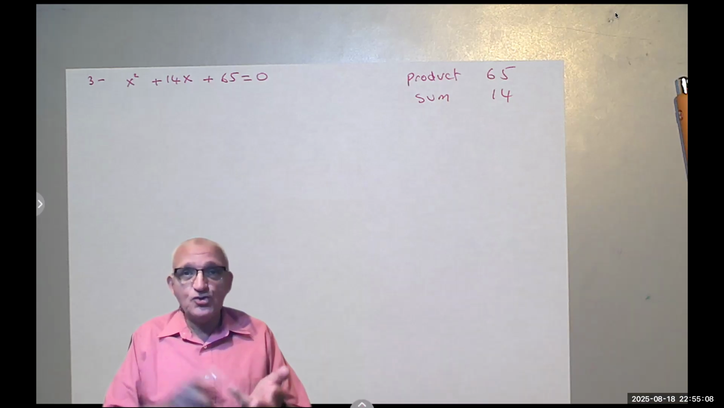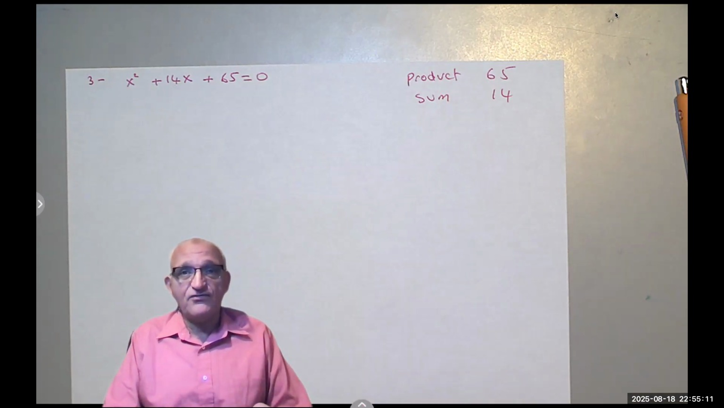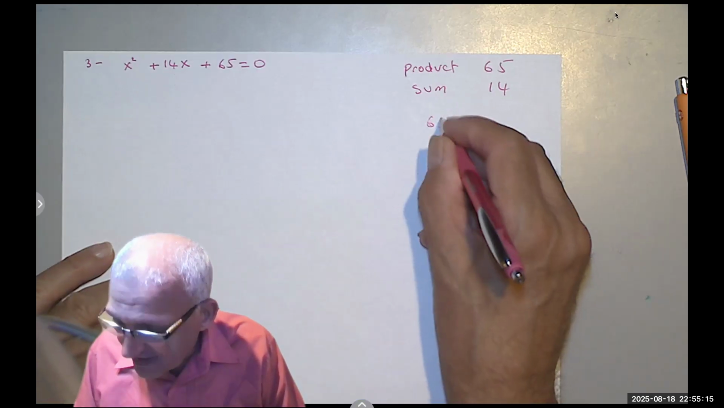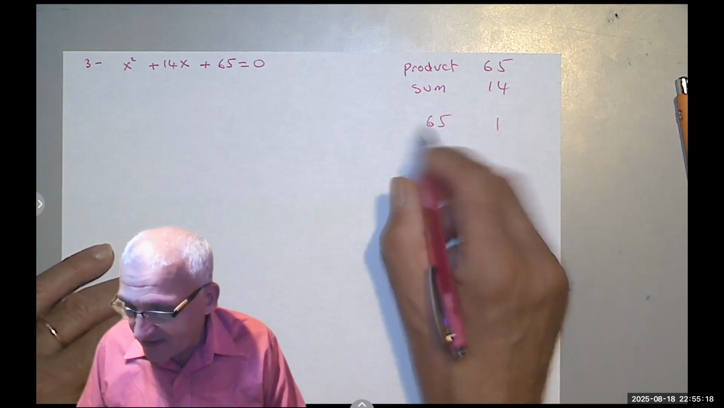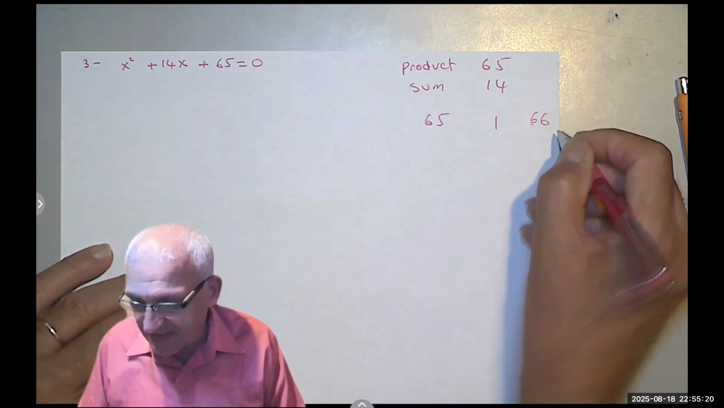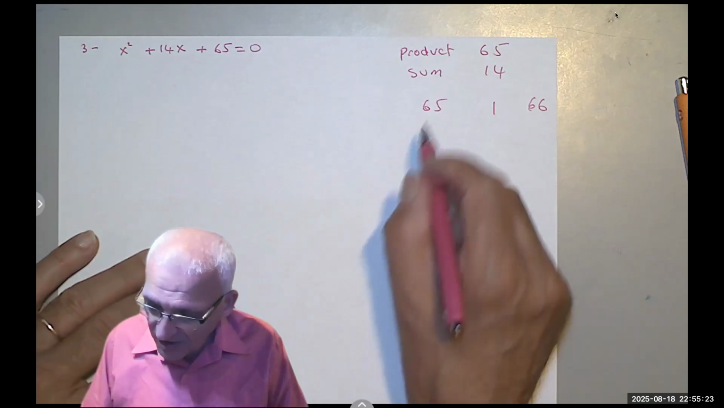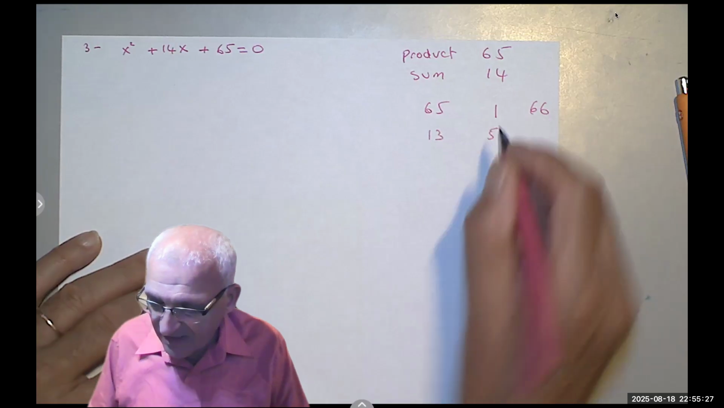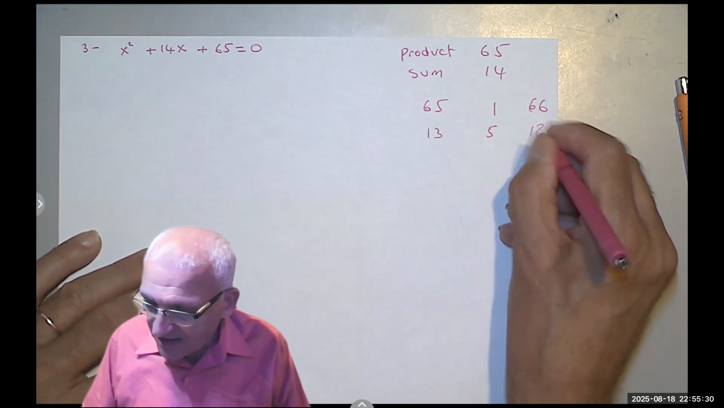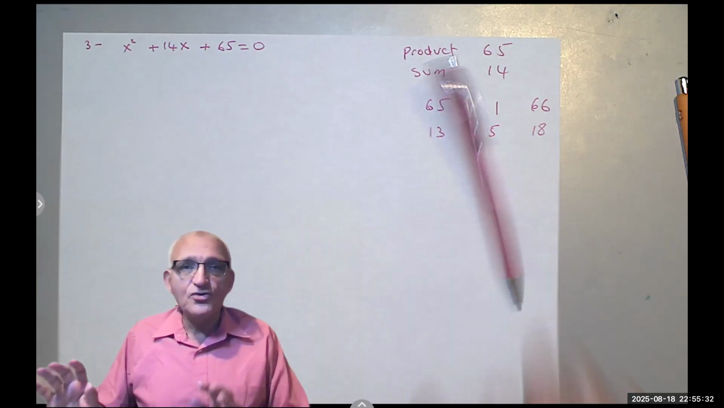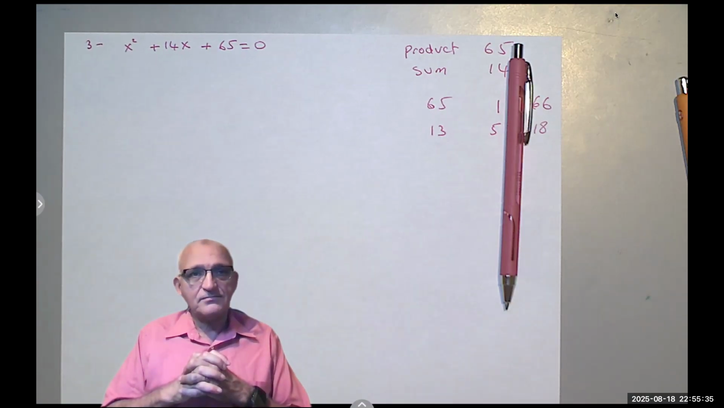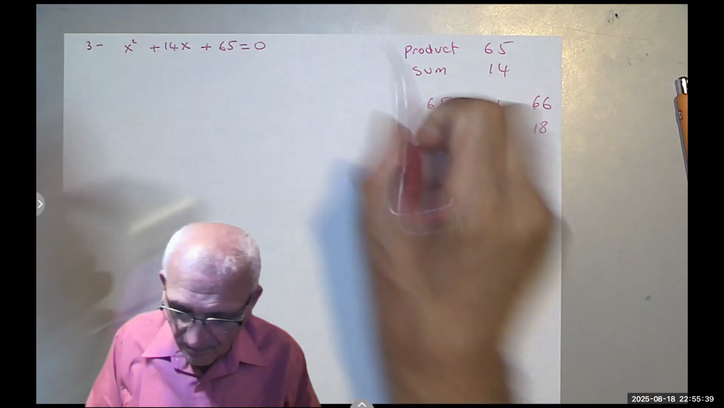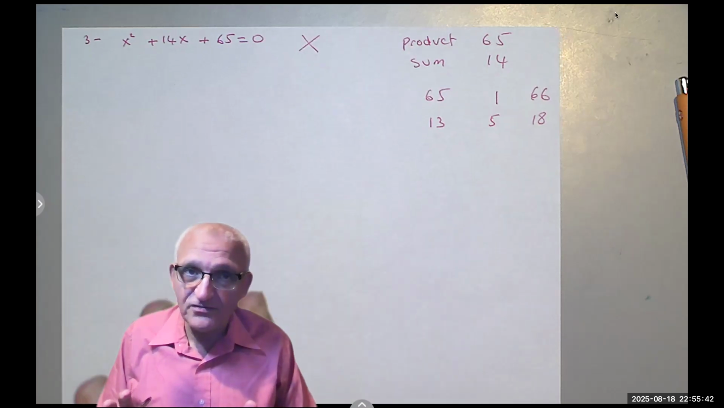It's not divisible by 2. It's not divisible by 3. It's not divisible by 4. It's divisible by 5. So you either say 65 and 1, and their sum is 66. That's much higher than 14. So you say, okay, so let me divide this by 5 and get 13 and multiply that by 5 and get 5. They add up to 18, which is more than 14. So no, I cannot factor. So factoring doesn't work. I told you sometimes you cannot factor.